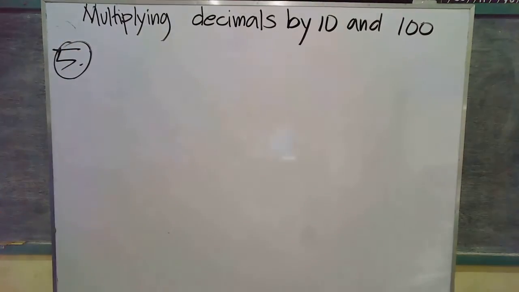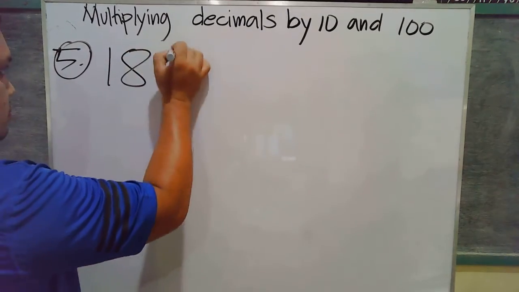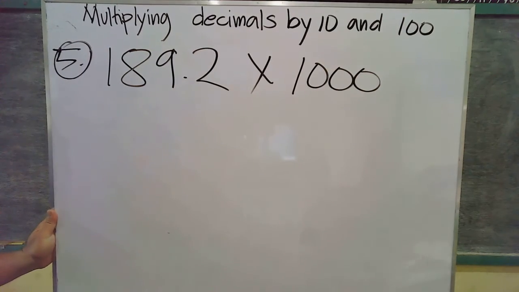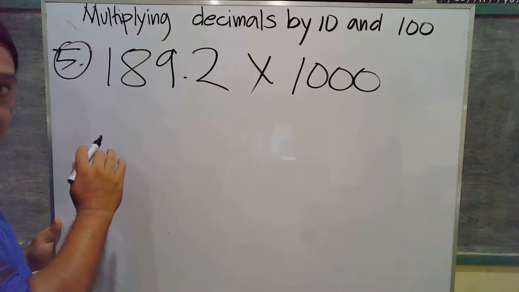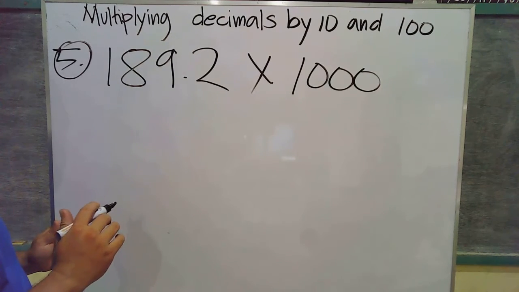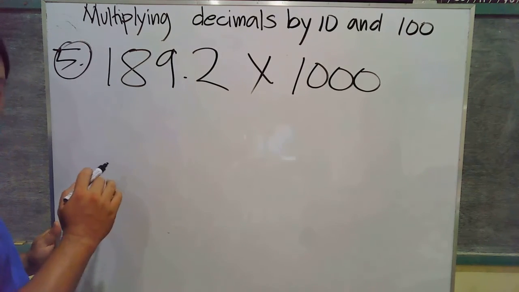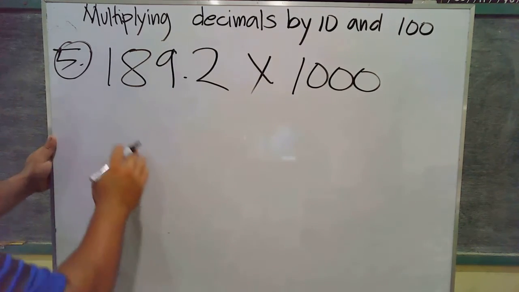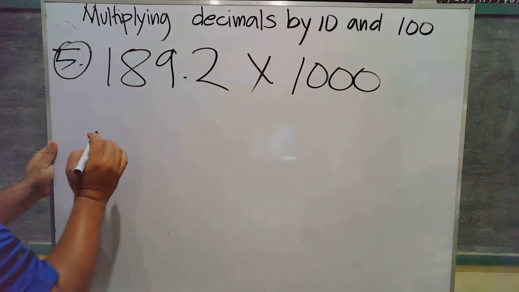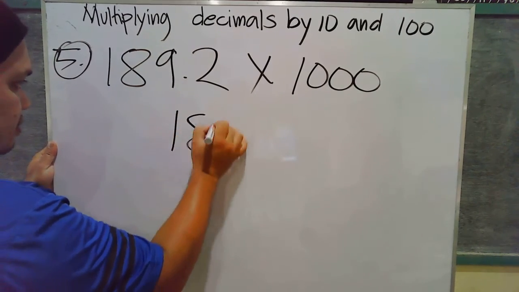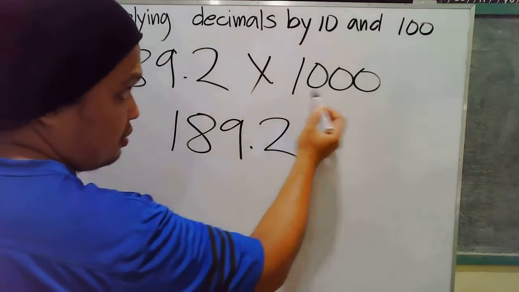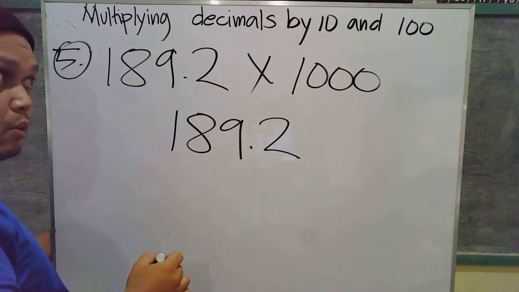So number 5, let's have 192 times, okay, how about 1,000? So how do we multiply this? You can use the long method. Okay, but it's hard and it takes time. So let's use the shortcut method. How? Just transferring the decimal point. Okay. So first, let's copy this. 99.2, and let's count the number of zeros from our multiplier, which is 1,000.